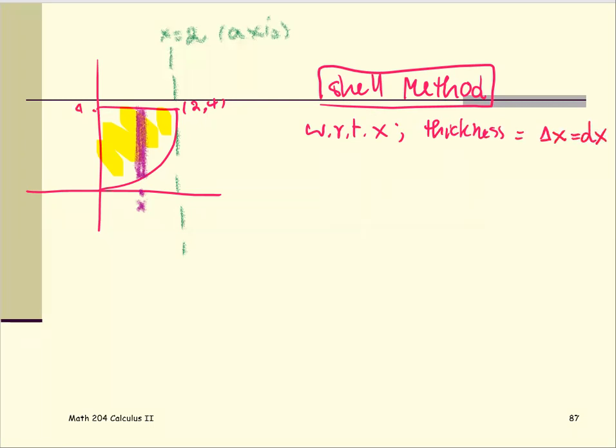The interval of integration: if you move the bar to the left and to the right, the lowest x is 0, the highest x is going to be 2 because that's the end of the graph. X is greater than or equal to 0, less than or equal to 2. When you perform the shell, or pretend this bar is wrapping around the axis of revolution, we're going to need to find the radius and the height of the shell.